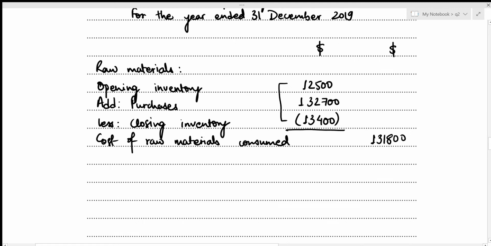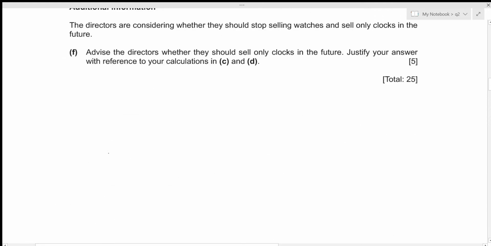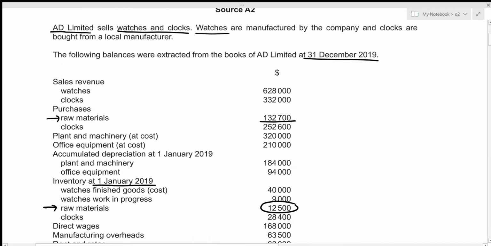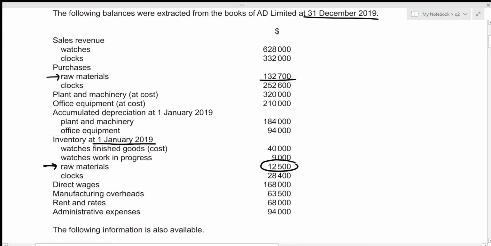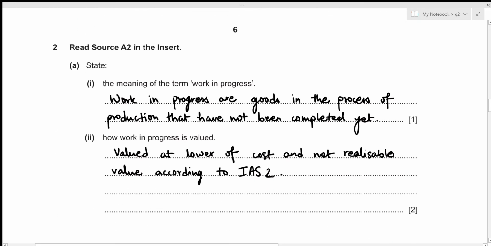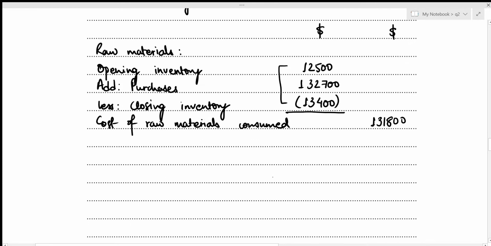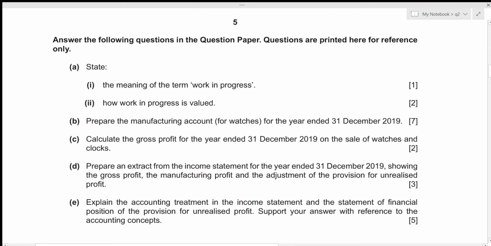Now we just have to add other direct expenses. Let's have a look above. Then other direct expenses would be direct wages, and it amounted to 168,000. So let's record it in our manufacturing account. That's direct wages of 168,000.